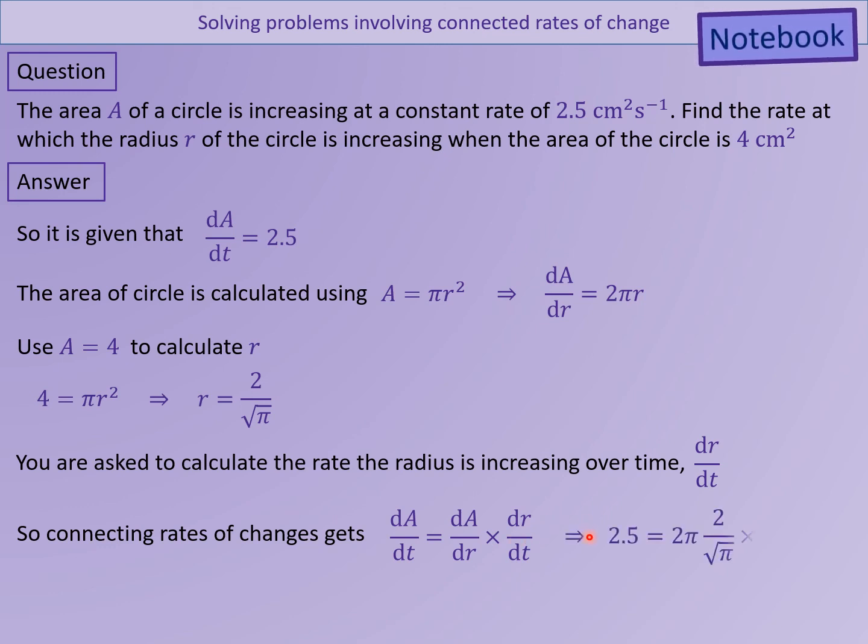Okay, so what happens next then? So I can fill it in. The rate of change of area over time was given to us, 2.5. The change in area over the change in radius is going to be 2 pi r, but I know that the r value is 2 over root pi. The only thing I don't know is dr over dt. So just a little bit of rearranging, and I know that dr over dt equals 0.35.